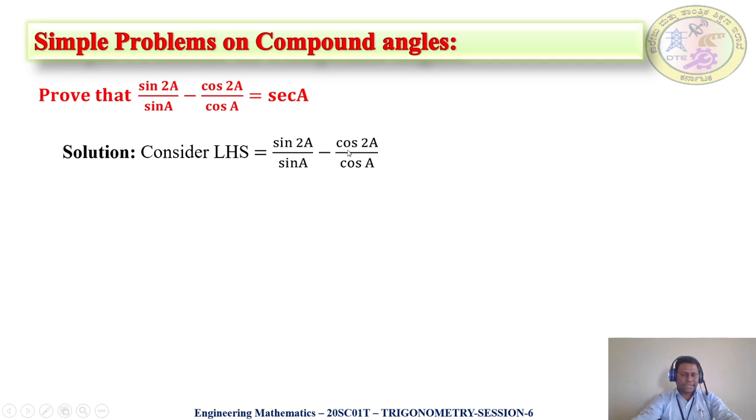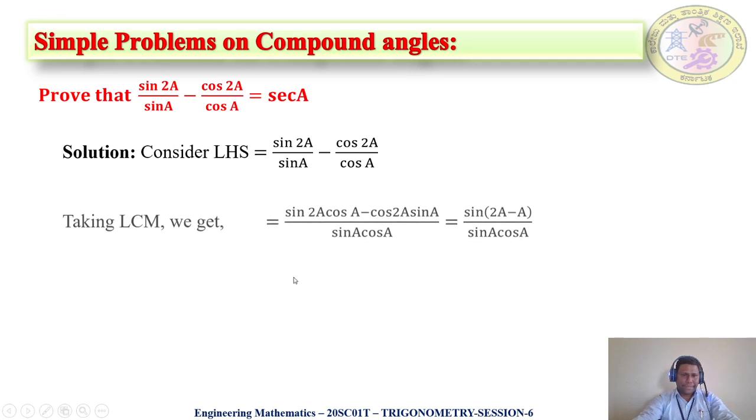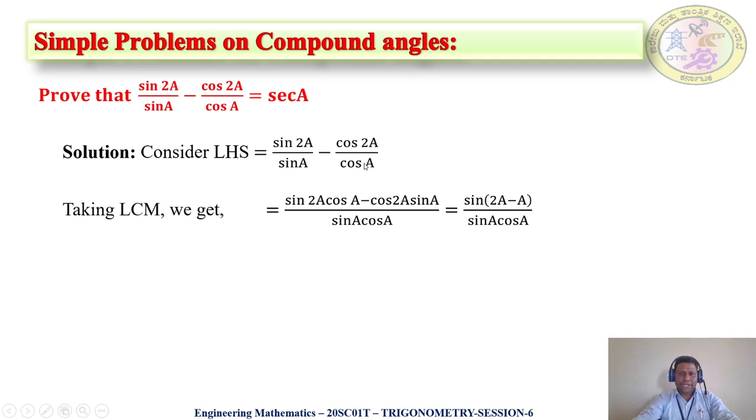So what remains here is sin A and cos A. Since there are two terms, we are taking the LCM here. What is the LCM? Here sin A is present and here cos A is present. When there are two different terms, we take their product as the LCM. Therefore LCM will become sin A into cos A. Then this term is multiplied here and that term is multiplied there. So it becomes sin 2A into cos A minus cos 2A into sin A whole divided by sin A into cos A. Hope you understood. We have taken the LCM as sin A into cos A. Then cos A is multiplied to this term, and sin A is multiplied to that term.